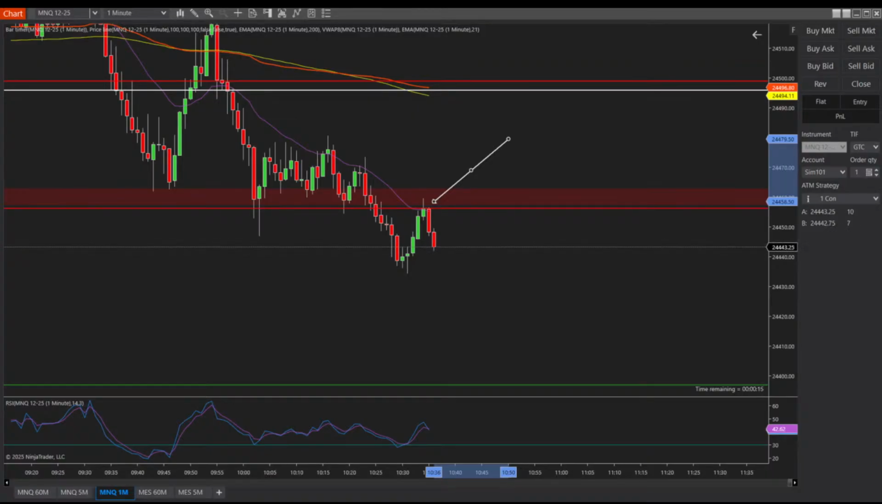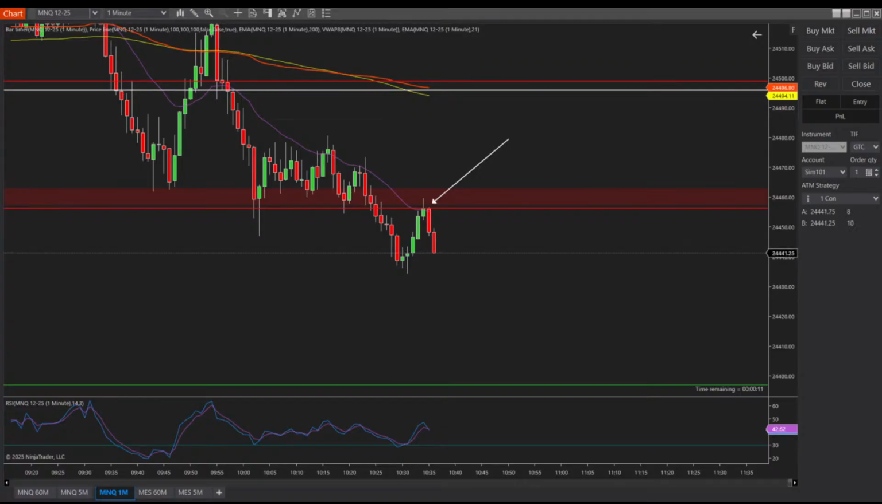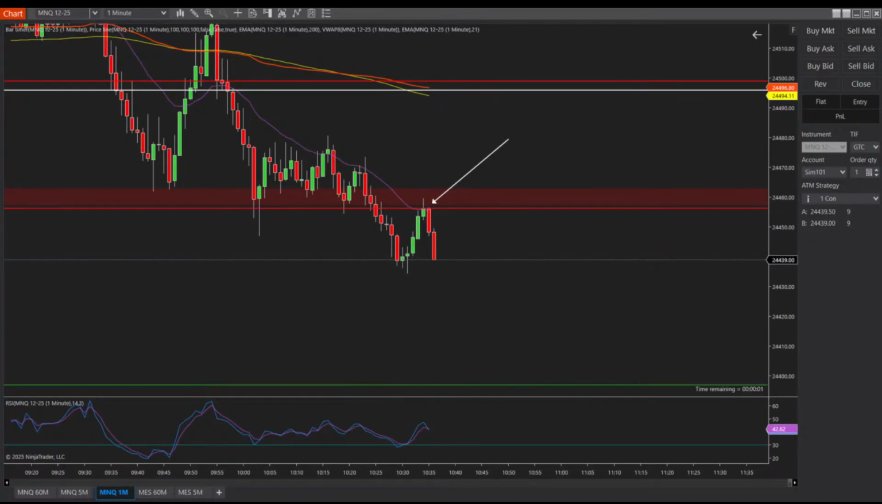There we go. It's going lower. Beautiful move down. Take profit as it goes down. Taking profit, over and over again. Just continuing to take profit as it goes lower. Patience is key, guys. Patience is key.